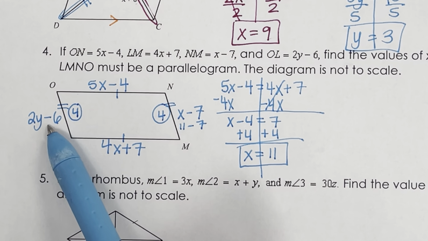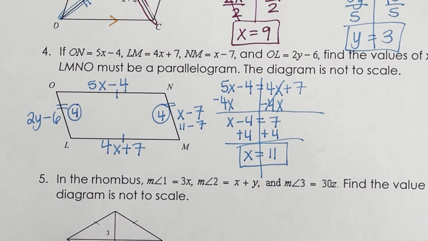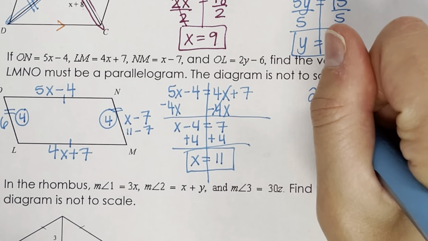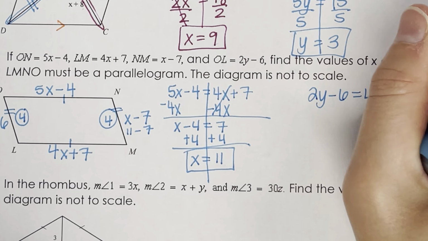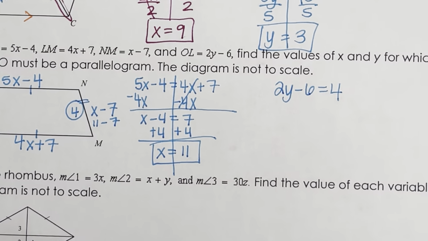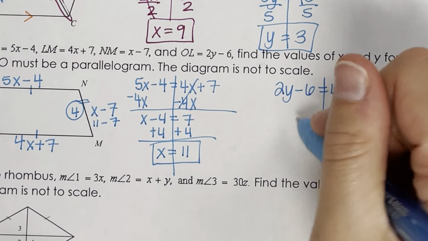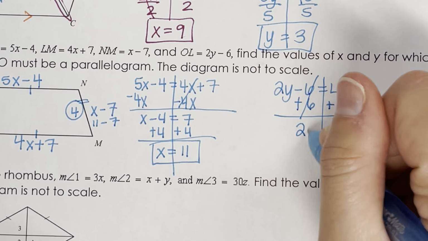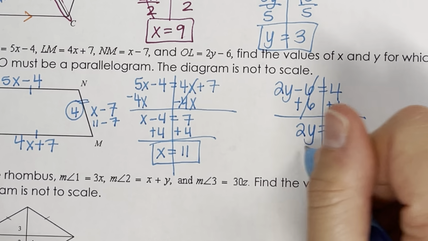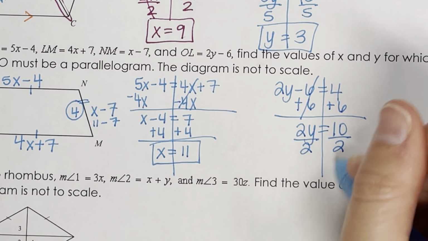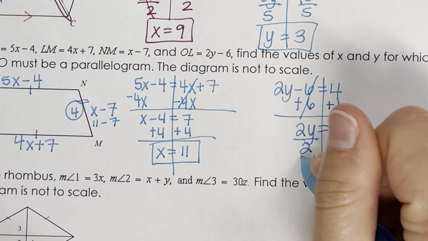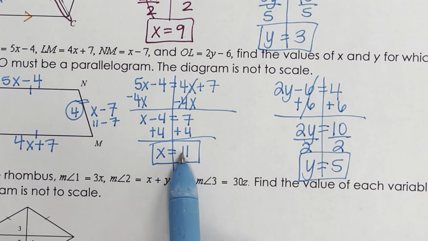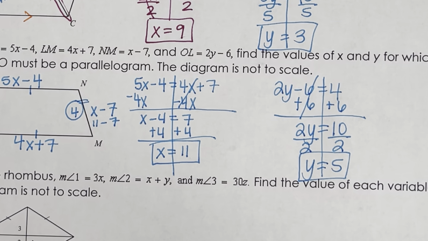So in order to figure out the y, I'm going to take 2y minus 6 and set it equal to 4. And that's how I'm going to solve for the y. Now again, just some quick algebra. Add 6 to both sides. I get 2y equals 10, and then divide by 2. I got y equals 5. So my final answer is x is 11 and y is 5. So you did have to do a little bit of substitution for that problem.